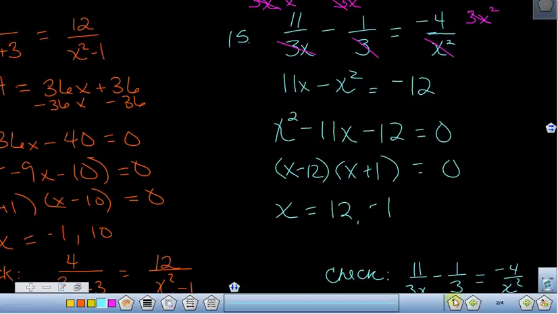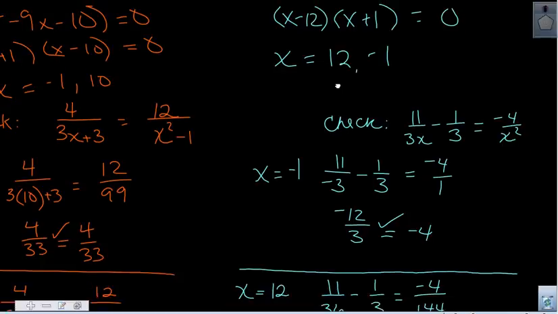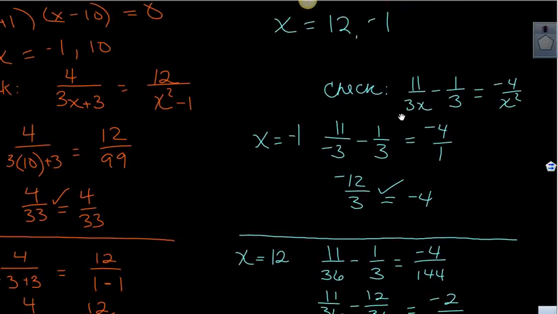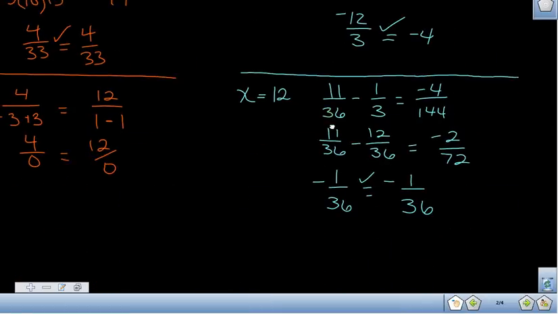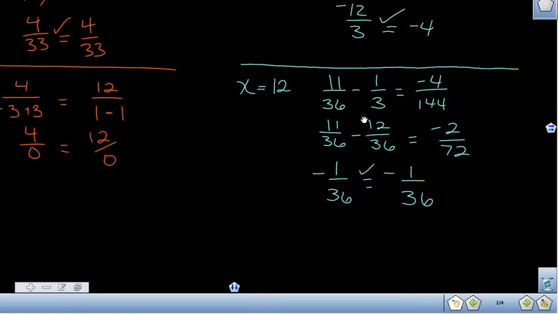Once again, we need to check both of those answers to make sure that they check. When I plug the negative 1 into this equation, I get negative 12 over 3 is equal to negative 4, and that does check out. Finally, when I plug in the number 12, I get 11 over 36 minus a third is equal to negative 4 over 144. Again, finding some common denominators here and reducing this fraction down, I get the same answer on both sides. So both of these answers did check.